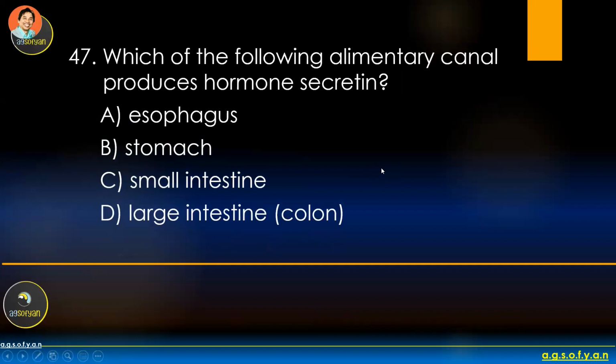Which of the following alimentary canal produce hormone secretins? I just explained that one. So the one that produces the secretin hormone is also small intestine. So small intestine is the GI tract where the food digestion and reabsorption take place. Therefore, this part of the GI tract actually produce many hormones and also many enzymes.